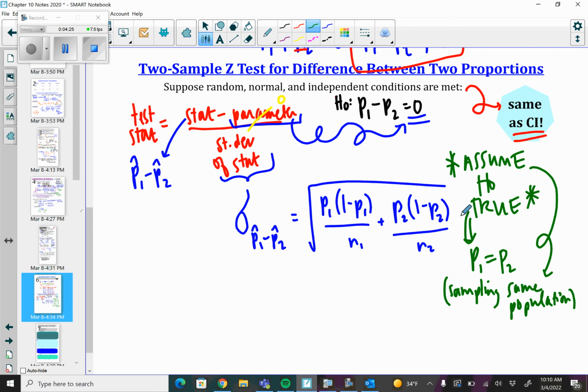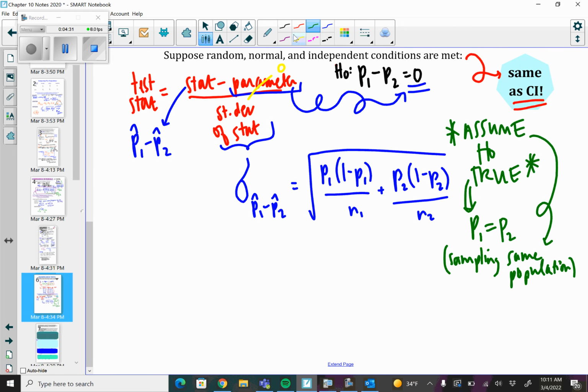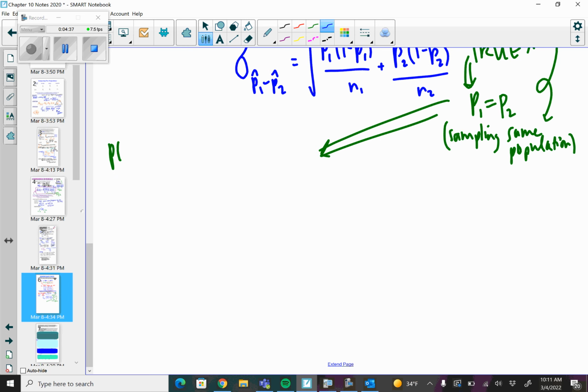And if that's true, then we need to calculate something that is called a pooled proportion, otherwise known as a combined proportion. Because of this, we need to calculate the pooled proportion, sometimes known as combined.